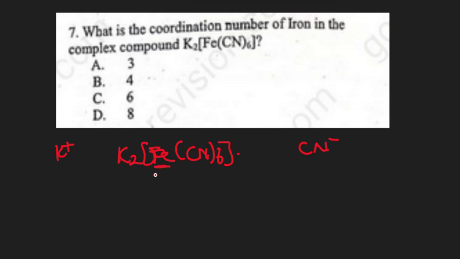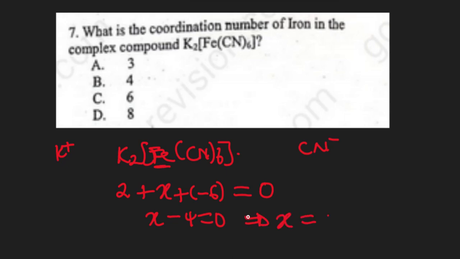So making iron to be X and knowing that the overall charge is 0, we can normally say potassium, since it is +1, will be now 2, since there are 2 of them, plus iron, which is X we are looking for. For cyanide, there are 6 of them and this minus is going to give us -6, equal to the overall charge, which is 0. So we have 2 minus 6, which is -4. We have X minus 4 equal to 0, which implies that X will now be equal to +4. So the oxidation state of iron in this complex is +4.